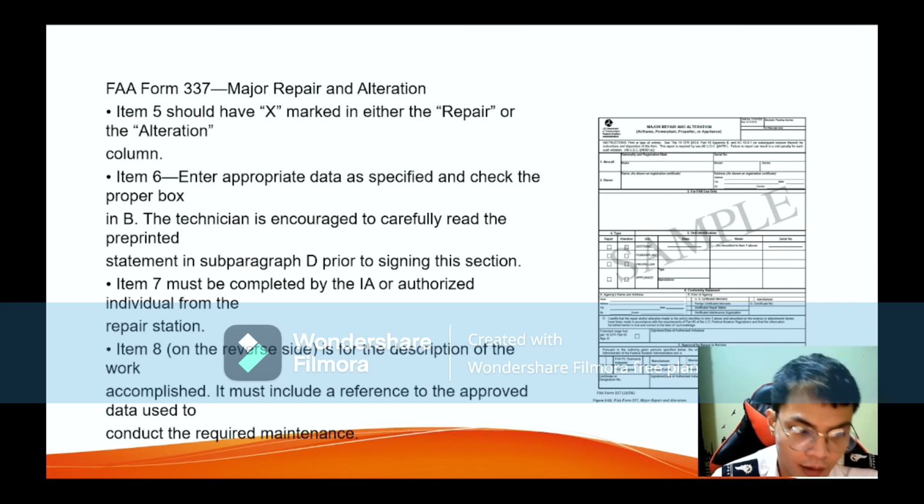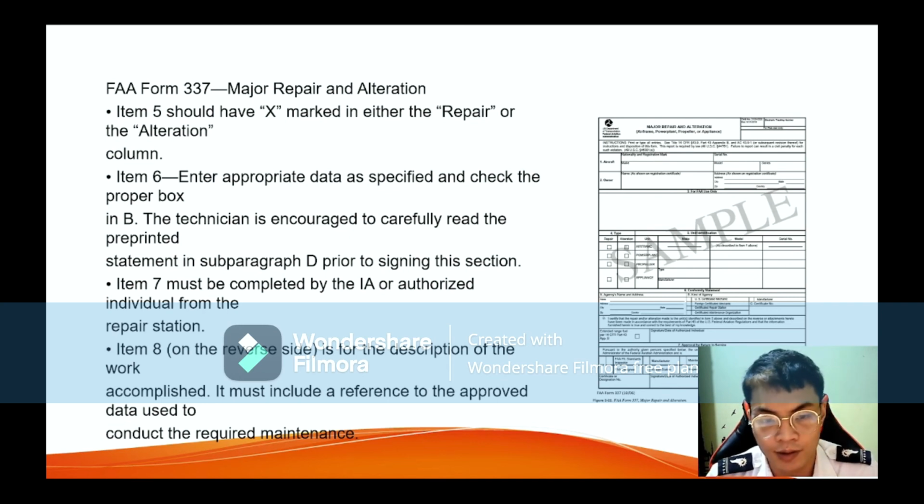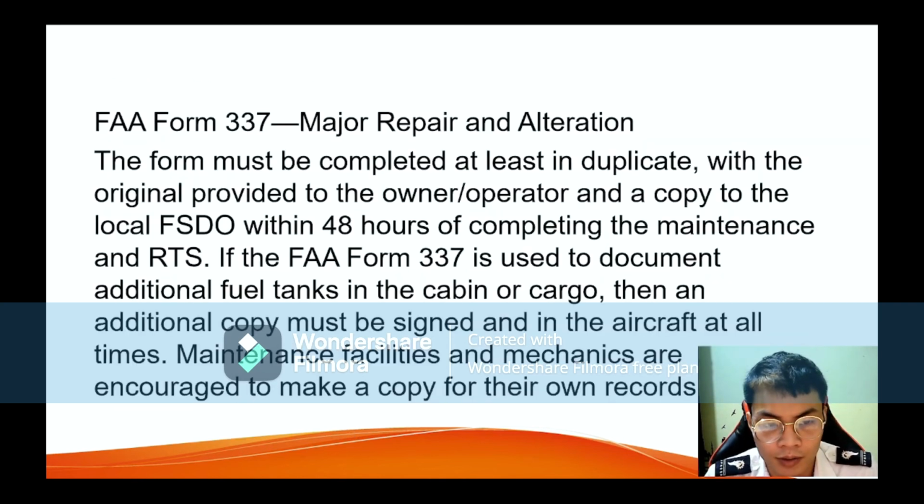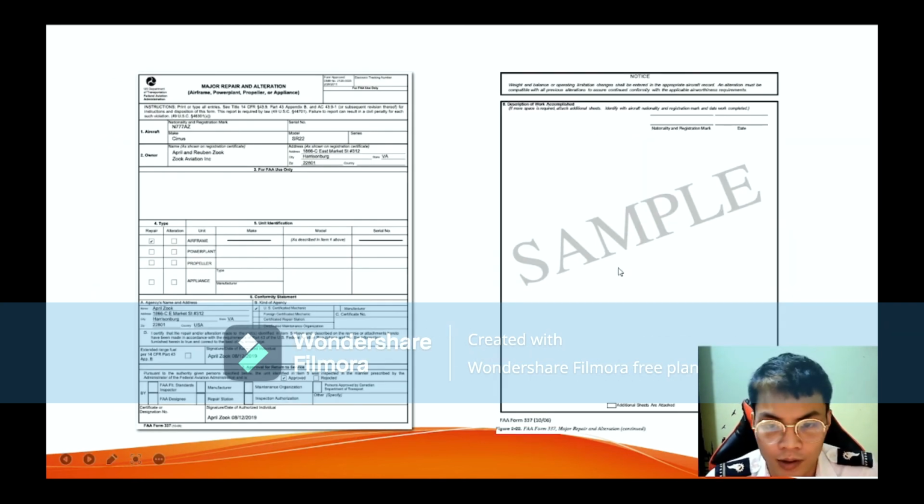And Item number 8 is for the description of the work accomplished. It must include a reference to the approved data used to conduct the required maintenance. So for number 8, this would be for the reverse side of this major repair and alteration form.